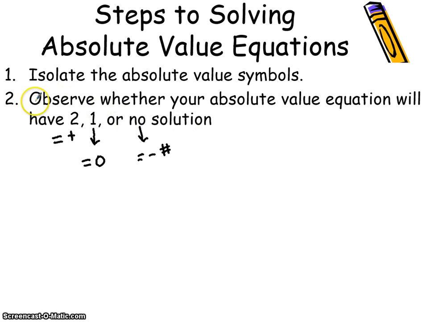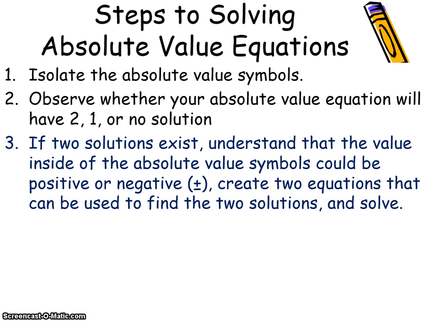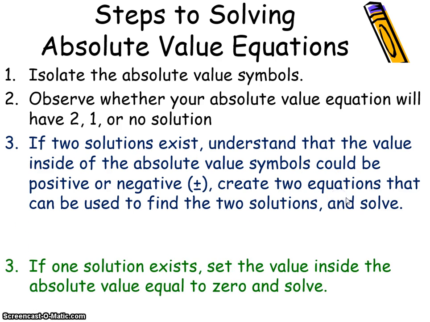Now, depending on what you observe in step 2 will decide which of 3 steps you will take. So if you determine that 2 solutions exist, this will be your step 3. If 2 solutions exist, understand that the value inside of the absolute value symbols could be positive or negative. Create 2 equations that can be used to find the 2 solutions.